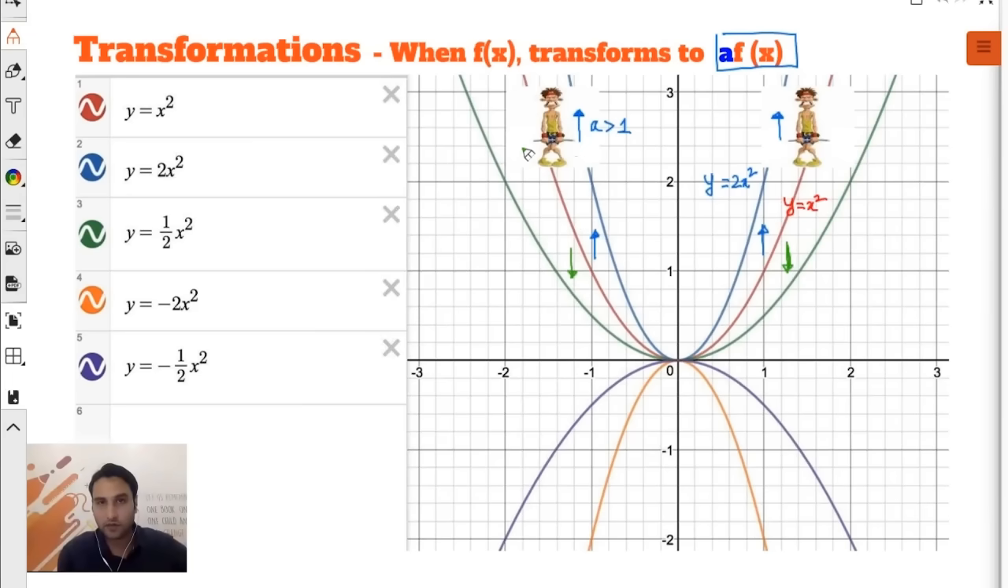These two are compressing it down. But when a is less than 1, it is compression. So this is y is equal to half x square.